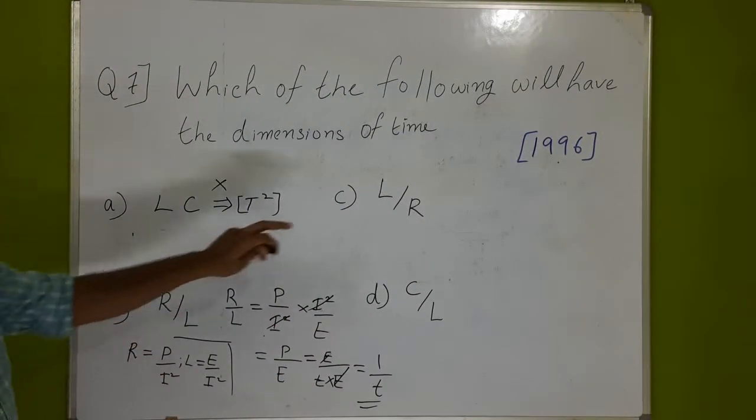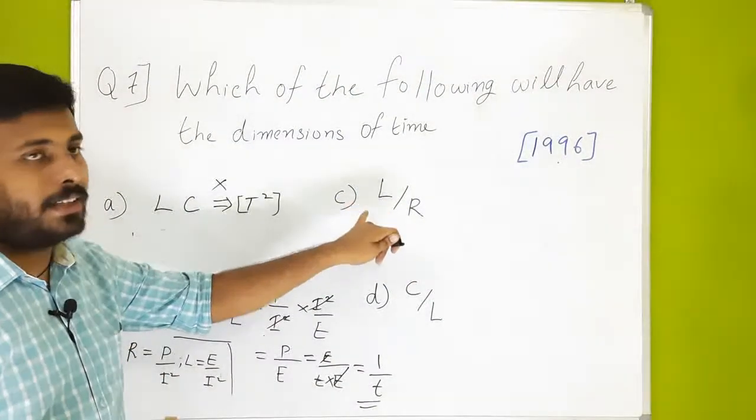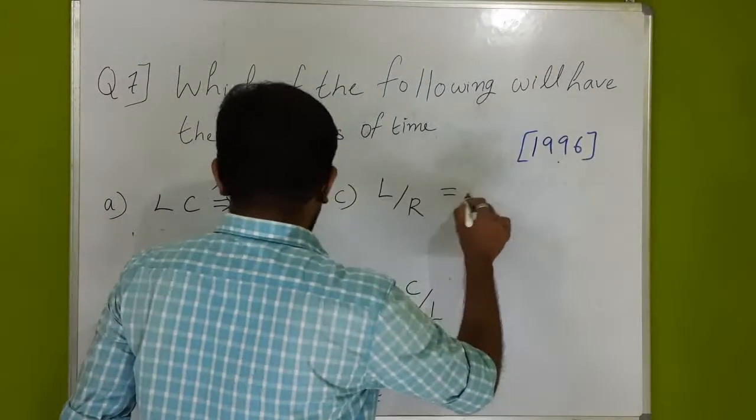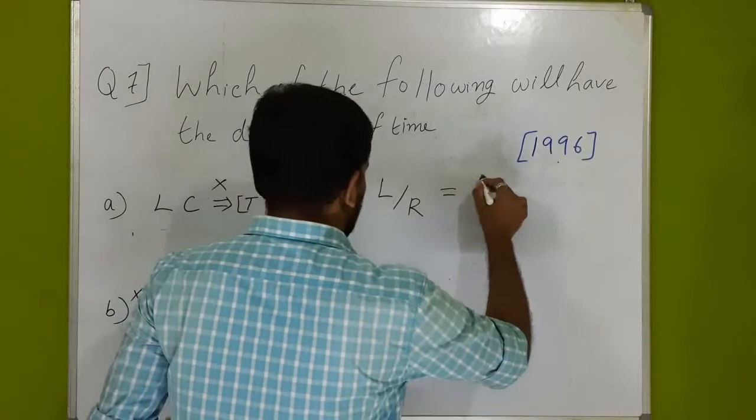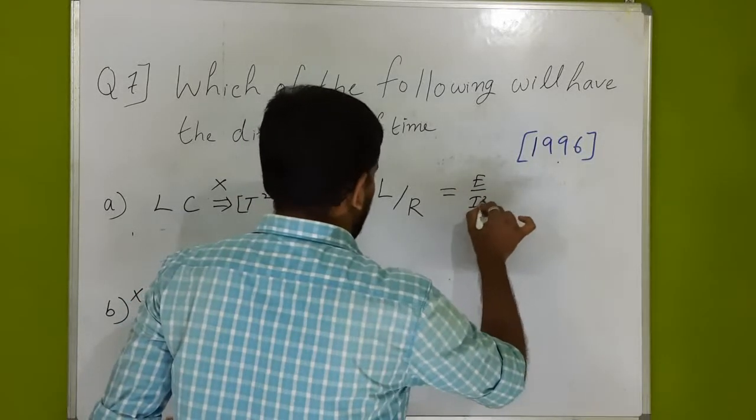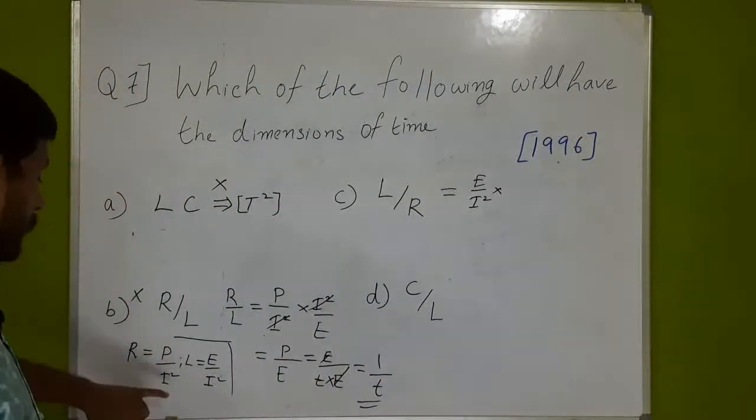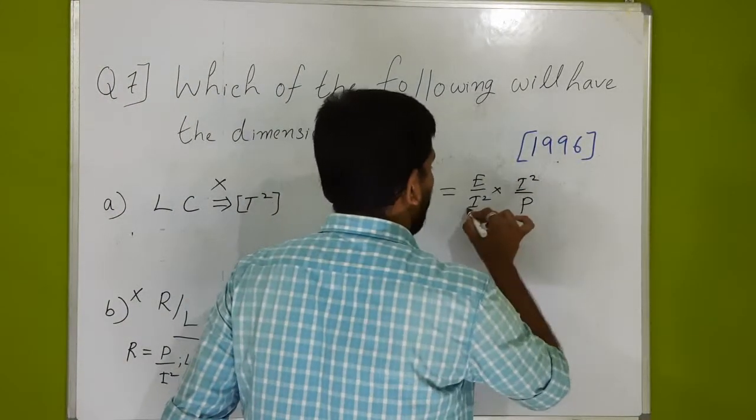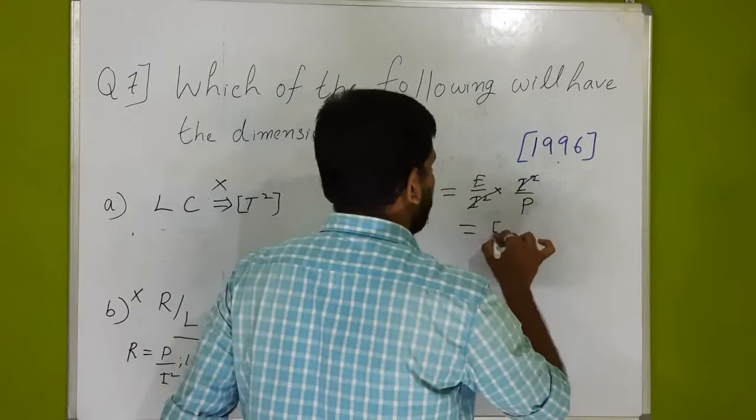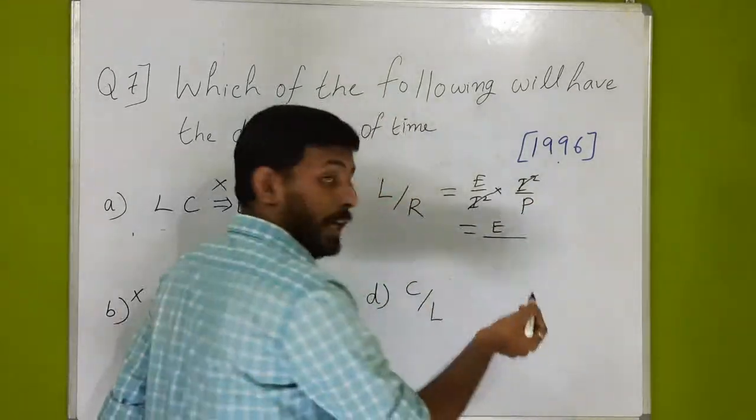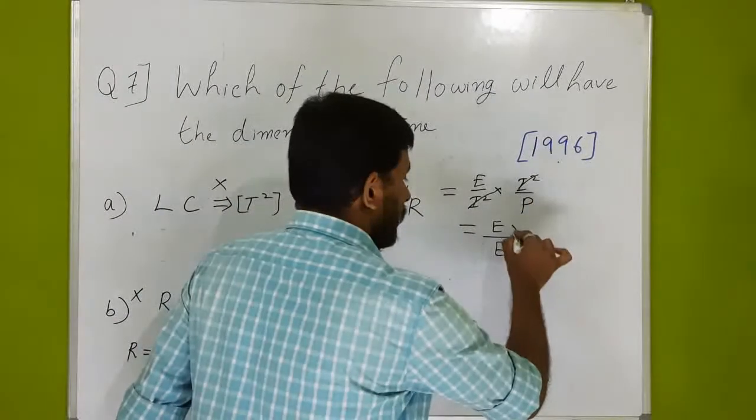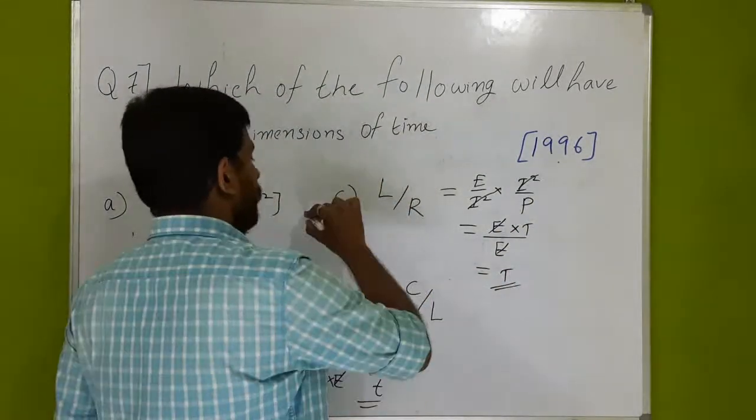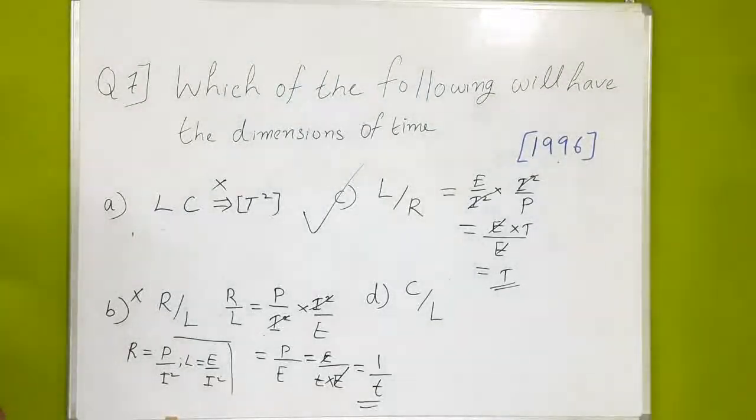But we have L by R here. So this will be the answer. So let's check this. L by R is equal to what we will get? L is E by I square into resistance is I square by power. I square cancels, and this energy divided by power is again energy divided by time. E and E cancel, we will get time. So option C is the answer.